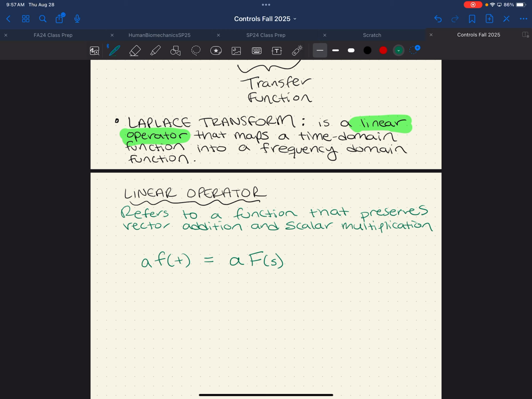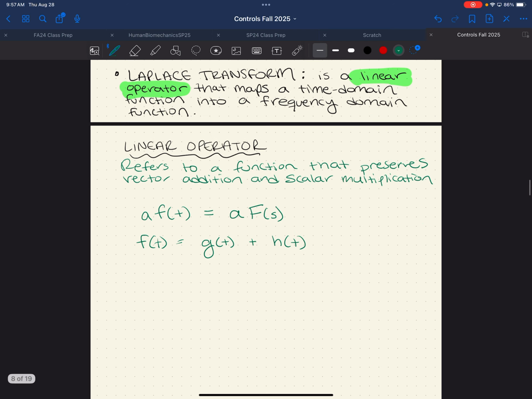Okay? Now, let's say f of t is actually an addition of two other time functions. We'll say you can split f of t up into some g function of time and some h function of time. It turns out that if I take the Laplace transform, this is a sneak peek, that's the operator, that's the symbol we'll use to represent the Laplace transform. It's just a cursive L, in case my cursive is too horrendous for you.